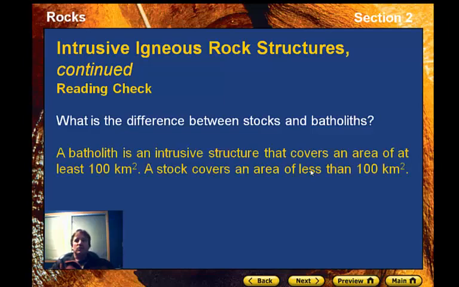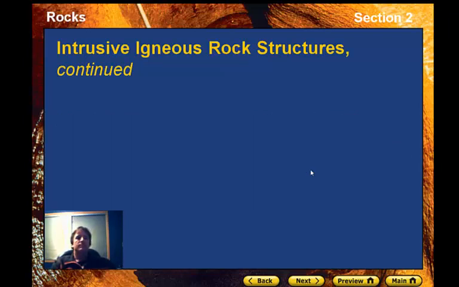Okay, a batholith is an intrusive structure that covers an area of 100 square kilometers or more. The stock covers less than 100 square kilometers. Pretty common again. Sills and dikes.